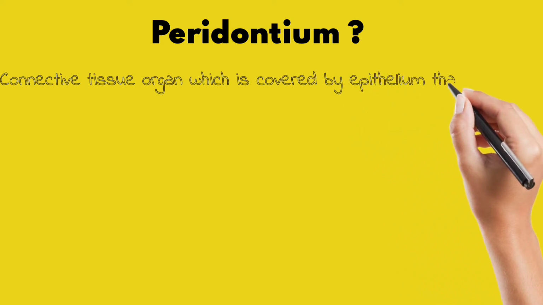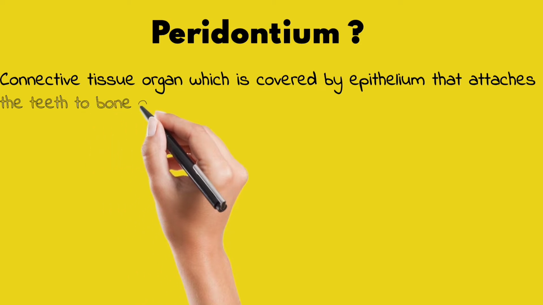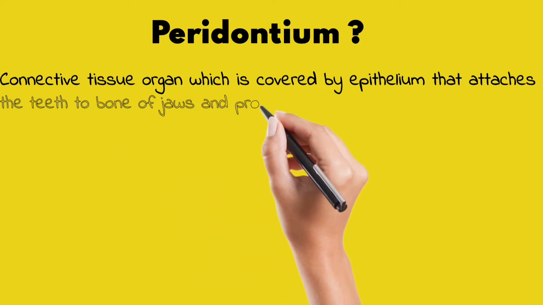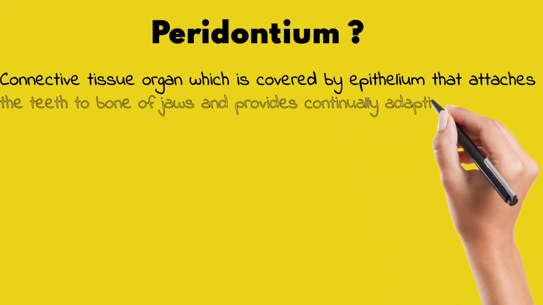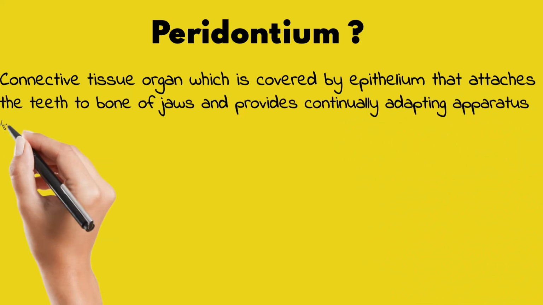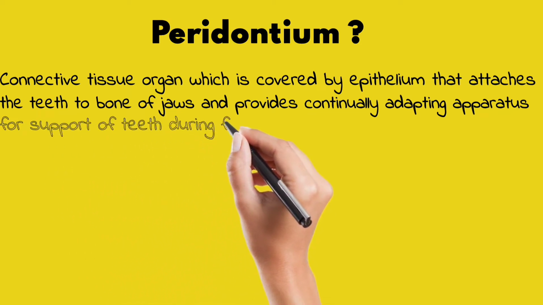Next, there is a very important question. What do you mean by periodontium? Periodontium is a connective tissue organ which is covered by the epithelium that attaches the teeth to the bone of the jaws and provides a continually adapting apparatus for the support of the tooth during function. This is the definition of periodontium.